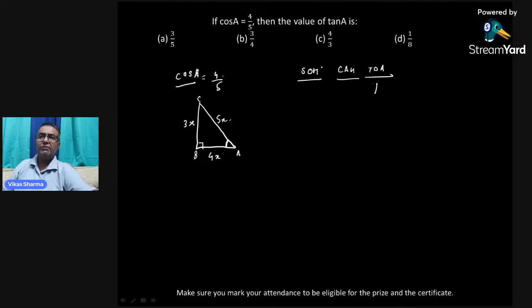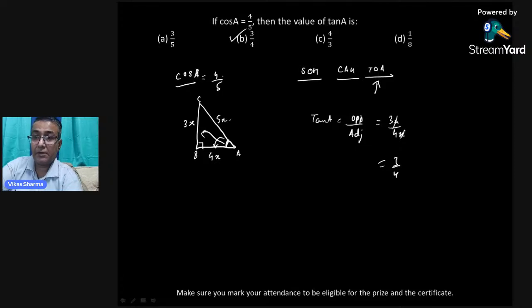Now we have to find the value of tan of angle A, which is opposite upon adjacent. The opposite side to the angle is this one, which is equal to 3x, upon the adjacent side to the angle, which is equal to 4x. x and x get cancelled, so that is 3 upon 4. So yes, option B is correct, and Bhishmesh gets 2 points for that.